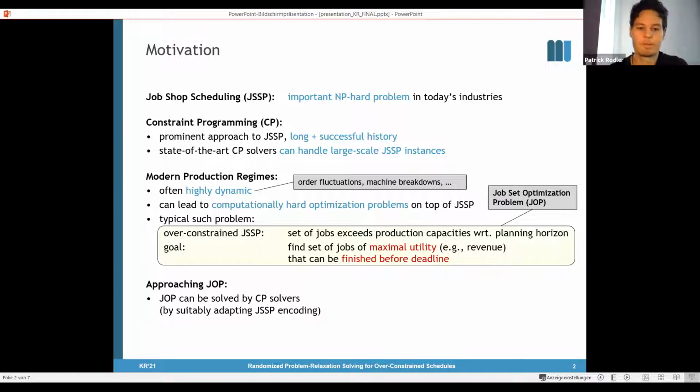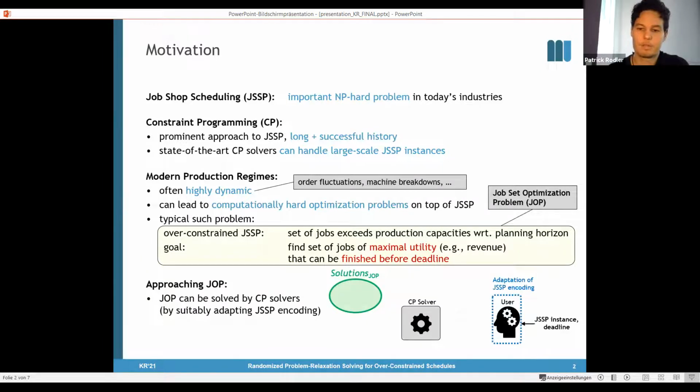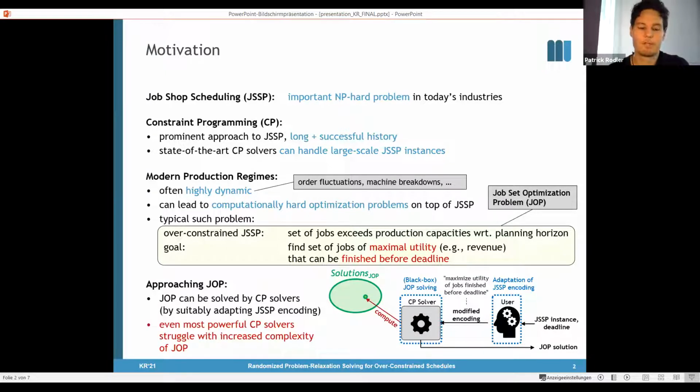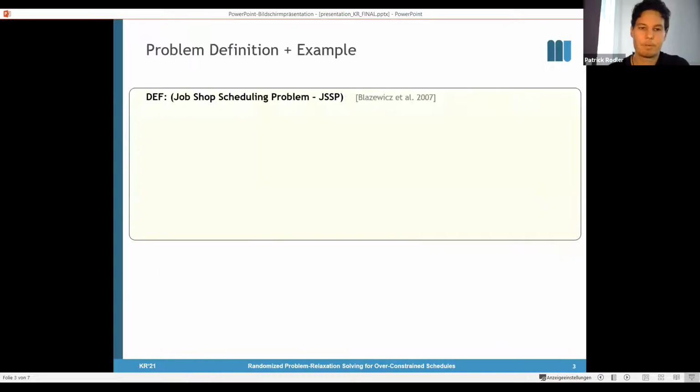The JOP can be solved by standard CP solvers by suitably adapting the given JSSP encoding, as is shown in the animation at the bottom. However, even cutting-edge solvers are having problems with the increased complexity of the JOP problem. Let me now briefly introduce the problems we are considering in this work by means of examples.